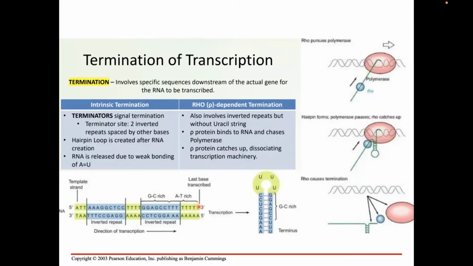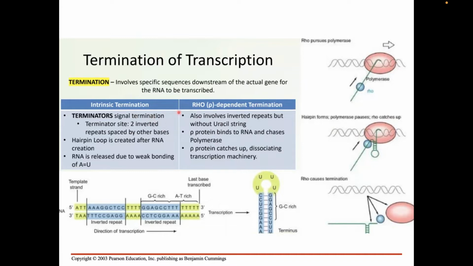Again, when we say Rho or Rho-dependent termination, let us just read the definition. It also involves inverted repeats but without a uracil string. And then the Rho protein binds to RNA and chases the polymerase. And lastly, the Rho protein catches up, dissociating the transcription machinery.